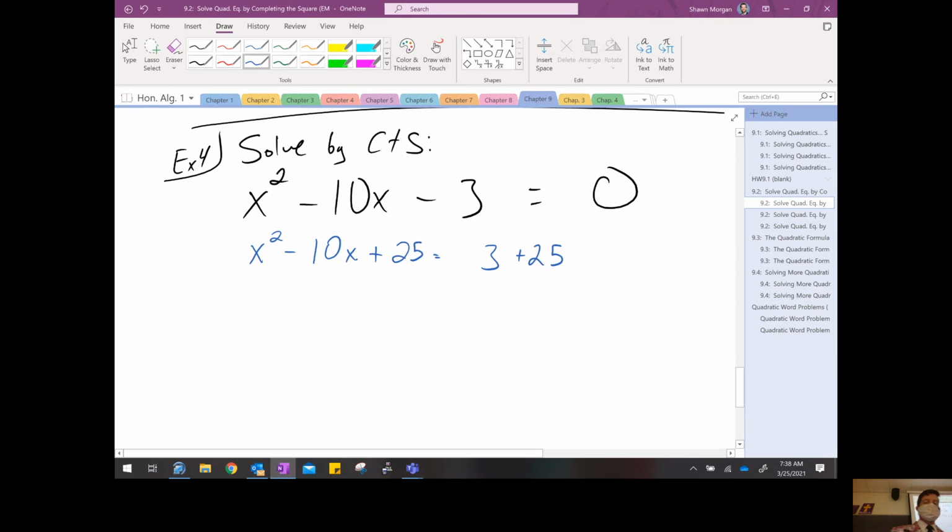I wasn't following what you were saying to begin with, but there you go. And actually, you answered my next question I was going to ask. Where in the dump did that 25 come from? We took the linear coefficient of 10, cut it in half, squared it, and got 25. And whatever I do on the left, I got to do on the right.